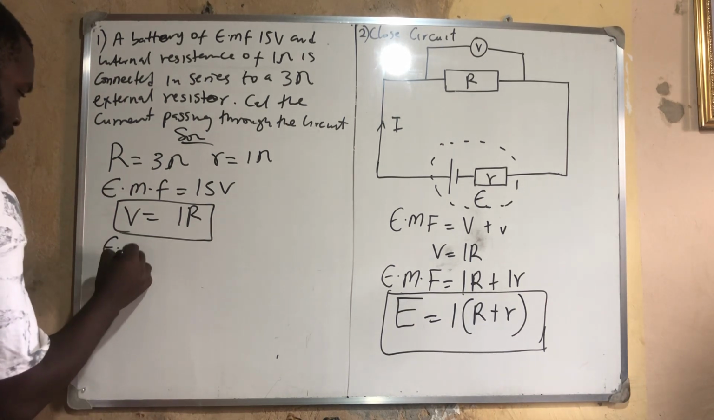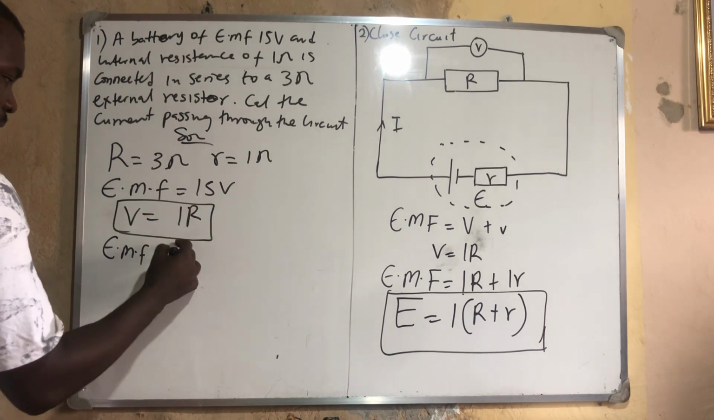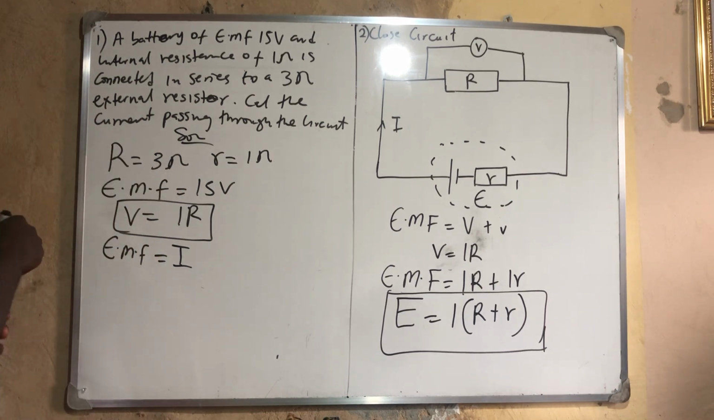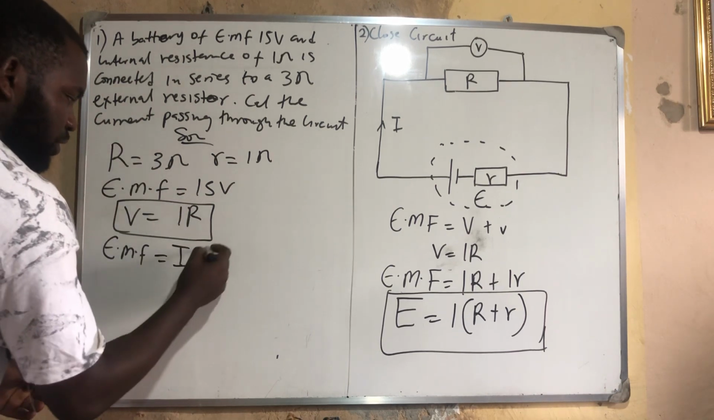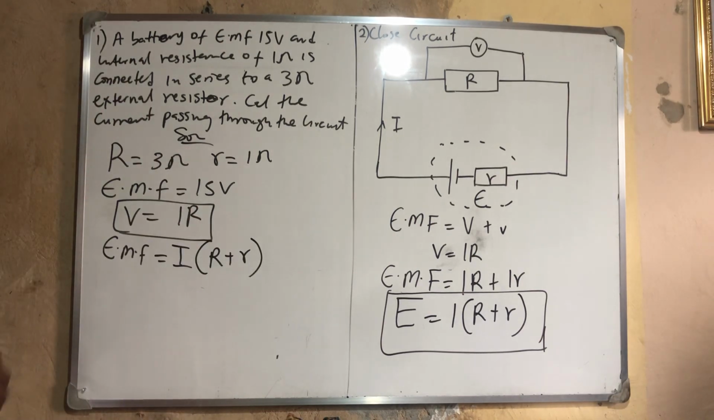So you change it to EMF, because they are all measured in volt. EMF is equal to what? I, because they are talking about external and internal, both of them. You will not use just one of these, so you are going to use the big one plus the small one. This is a very simple formula to note.